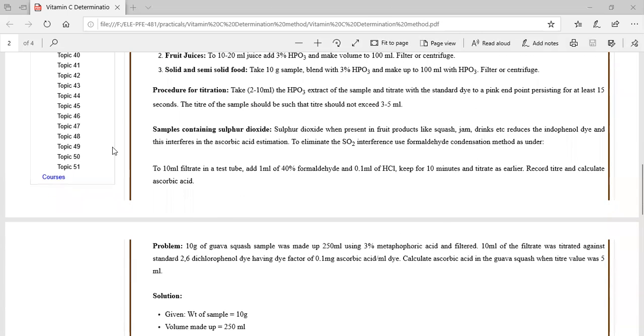That method is given as under: to the 10 ml filtrate in a test tube, add 1 ml of 40% formaldehyde and 0.1 ml of HCl, keep it for 10 minutes, and titrate as above mentioned. Then record the titer value and calculate your ascorbic acid content.